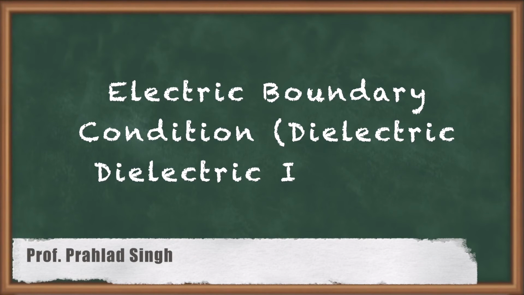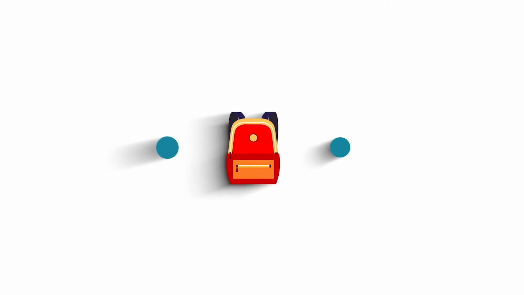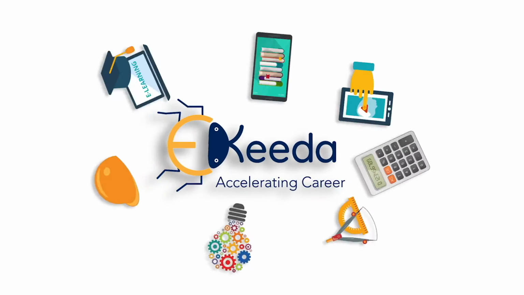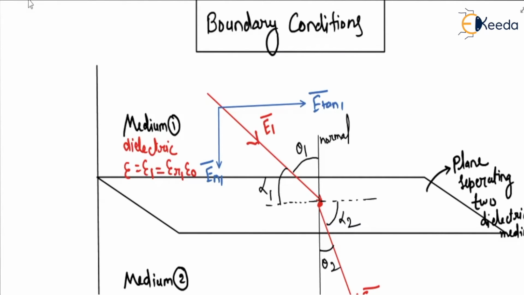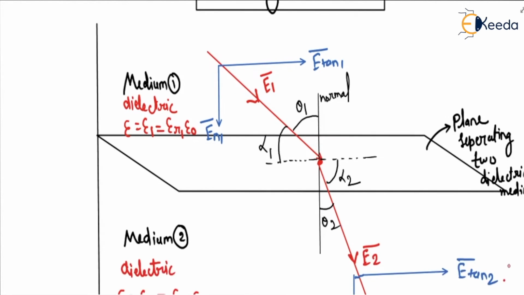Hello students, we are going to start the boundary conditions for electric field. In the first case, which is the dielectric interface, there are two mediums, medium 1 and medium 2, both are dielectric, as we can see in the figure, and this is a plane separating the two mediums.